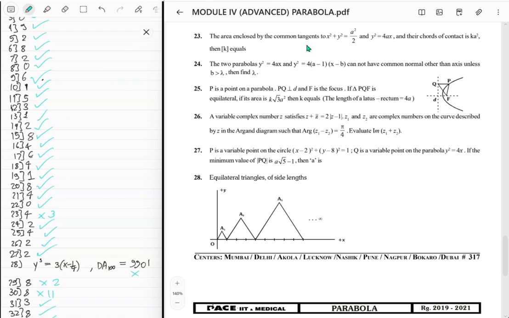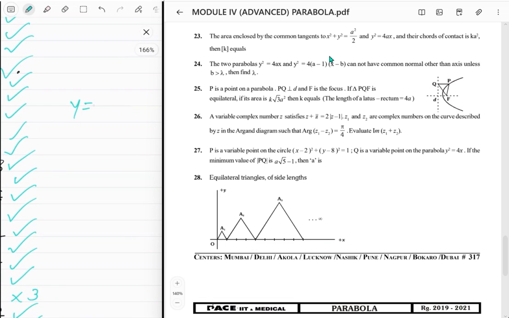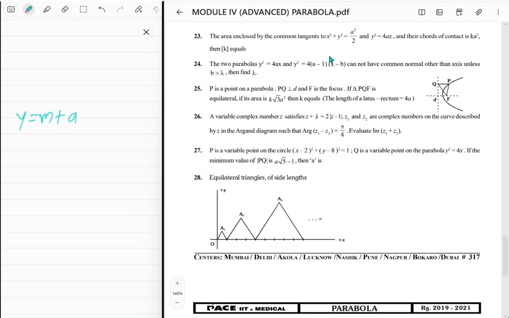So there's an area enclosed by the common tangents to this and that, and the chord of contact is Ka squared, then K equals, right? So y equal to mx plus a upon m, right? That's the thing. This must be the tangent to this thing as well, so 0, 0, m plus a upon m. Sorry, x is there, right? So okay, just a upon m upon square root of m squared plus 1. This must be equal to the radius, which is a upon square root 2.